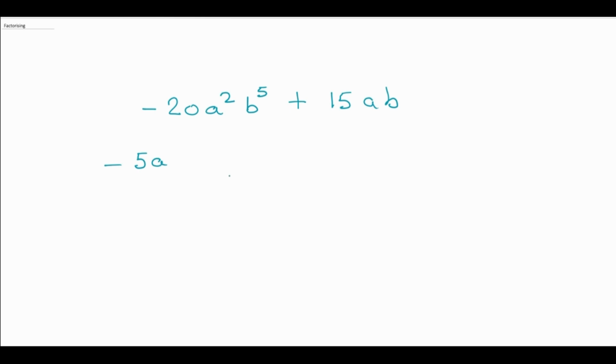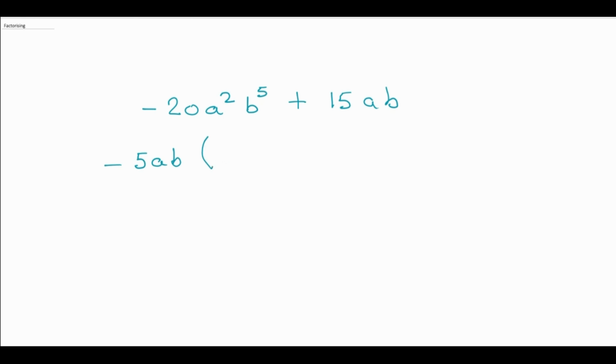Next, let's have a look at the b's. We have b to the power of 5 and just b. The highest amount of b's that I can take out as a factor is just b. And then I put in my open bracket, and let's do the final steps again. So minus 5ab times what will give me negative 20a squared b to the power of 5. So again, let's work with our signs, numbers, and letters rule. A minus times what will give me a minus. We know a minus times a positive will give us a minus.